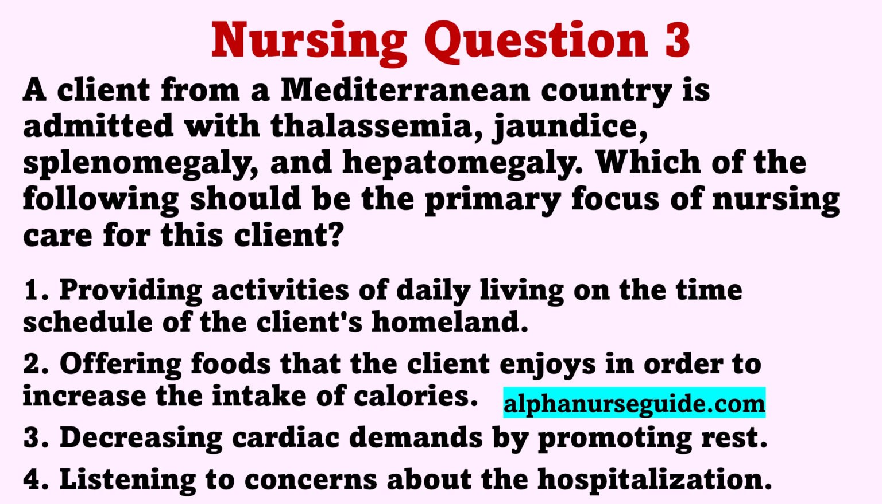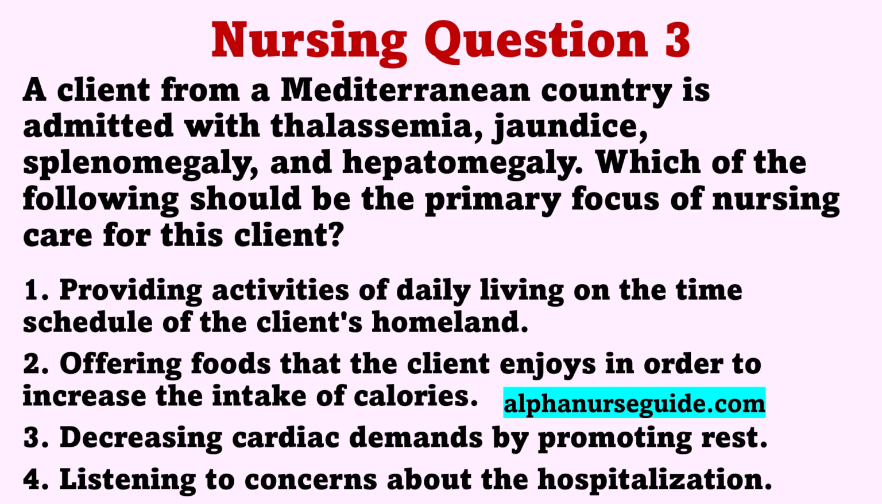This client has clinical manifestations of thalassemia major, a disease found in descendants from the Mediterranean Sea area whose mother and father both possess a gene for thalassemia. The severe hemolytic anemia causes sequestration of red blood cells in the spleen and liver, which leads to engorgement of the organs and chronic bone marrow hyperplasia.